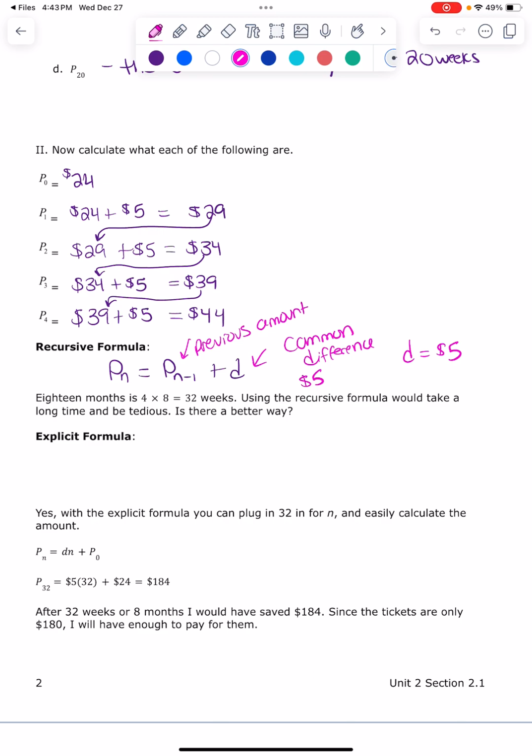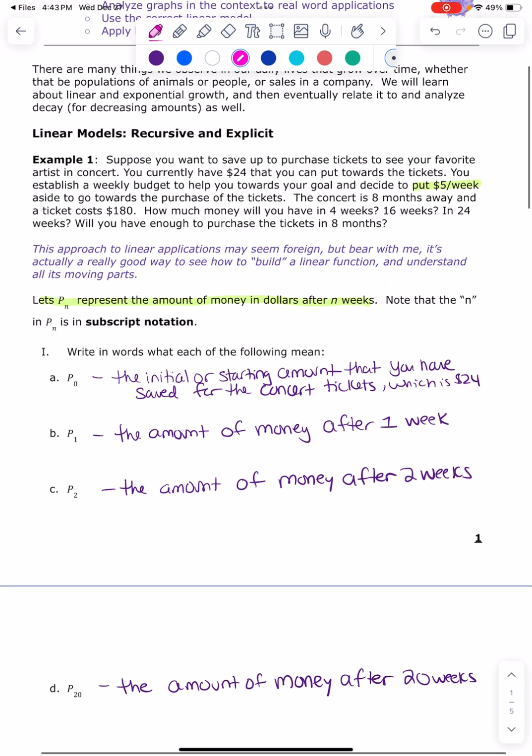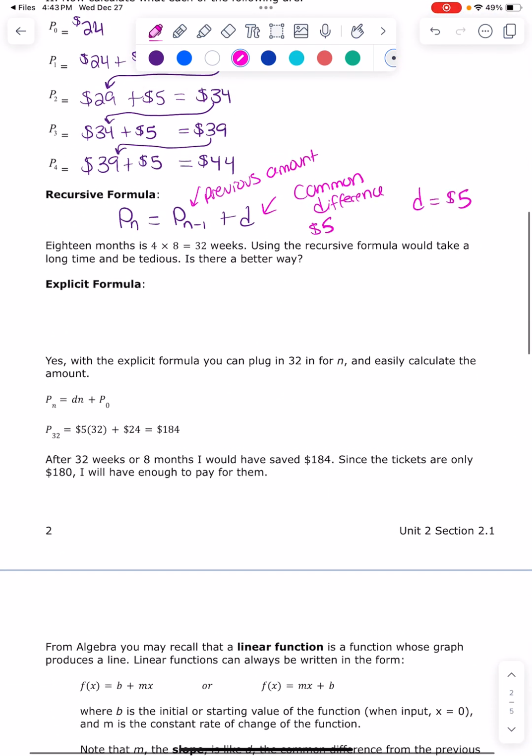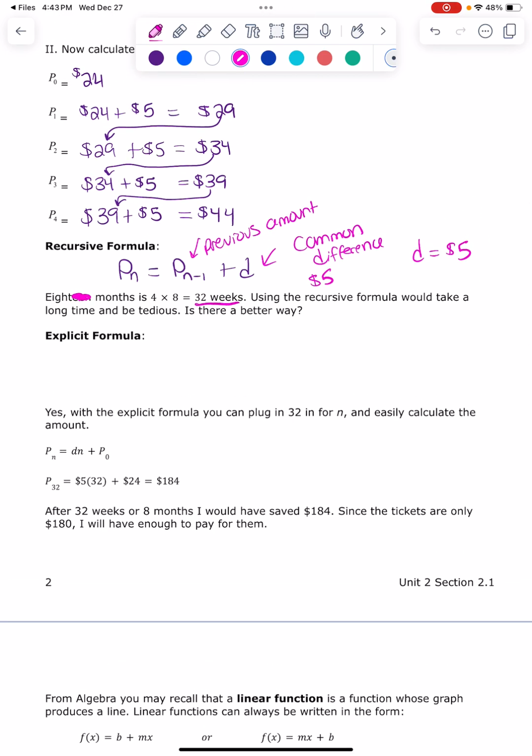The concert is 8 months away, I have a mistake there. Yeah, this should be 8 months. Sorry about that. 4 times 8 is 32 weeks. Using the recursive formula, it would take a while because we'd have to keep doing it until we get to P sub 32. Is there a better way? Yes. That's when we use the explicit formula. And in most cases, you want to use the explicit formula.